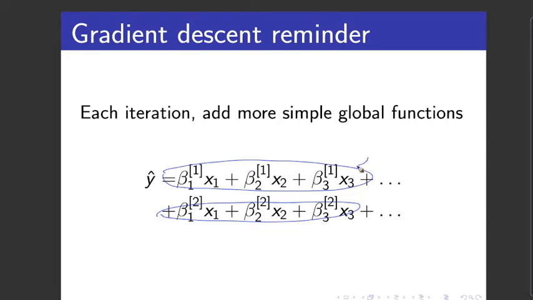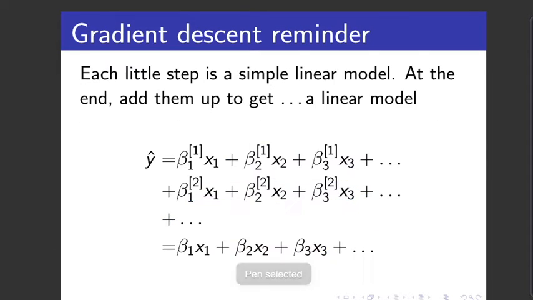What can we say about these little bits that we're adding? They are very simple functions. Each one of these itself is a linear model. It's a linear model which is chosen to reduce the errors and so reduce the loss function, but it's still a linear model.